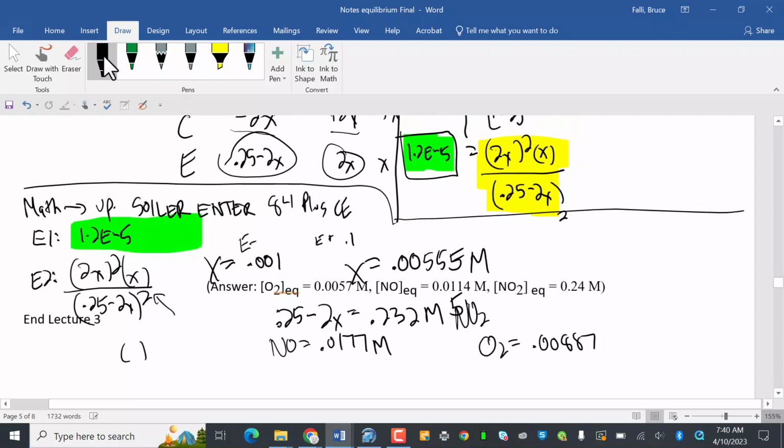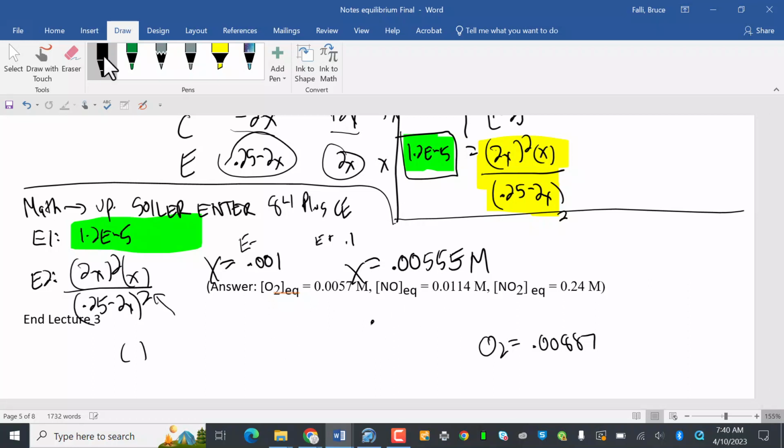All right, so our final answers are what my little answer key thing says here, which would be O2. I don't know why I'm off by 1,000th here, but O2 was this. And then NO, remember, was 2x. And then NO2 was 0.25 minus 2x. And that's it. So I hope you enjoyed the solver. It is the best of the best.